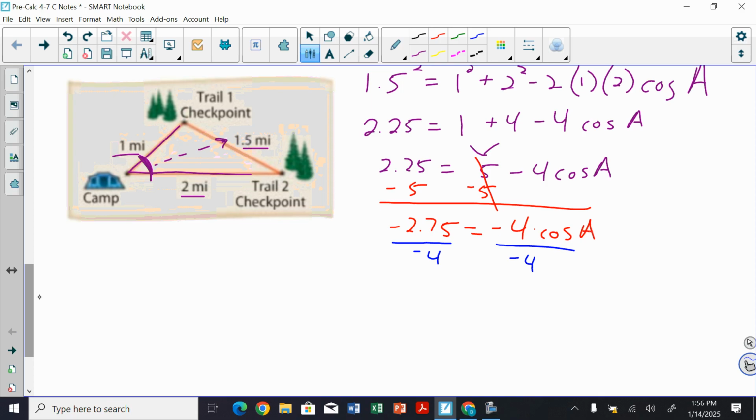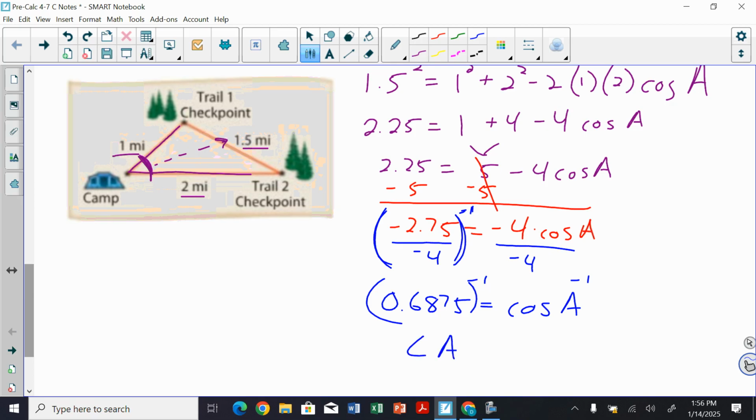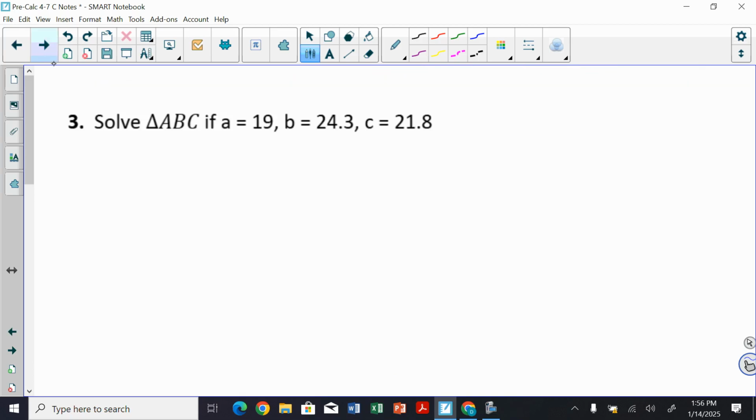I could divide this and then just end up taking the inverse cosine, or I can actually kind of calculate it out. I get 0.6875. You'll notice you get a crazy decimal because of cosine of A. So again, you could do this here, or you could wait and do it right here, but I got to do the inverse cosine, and I would get angle A equals about 46.6 degrees. Okay, so when I divide here, I can get the inverse cosine. All right, moving on.